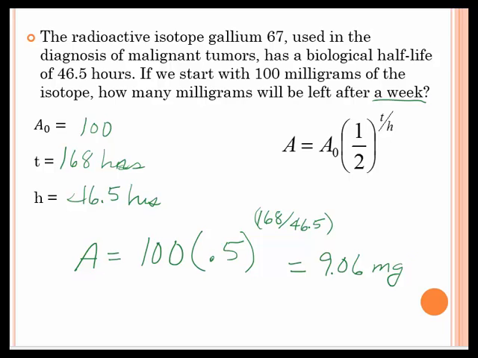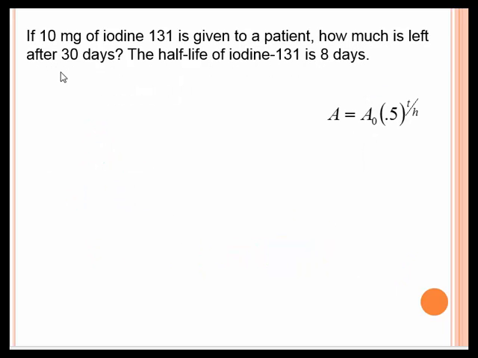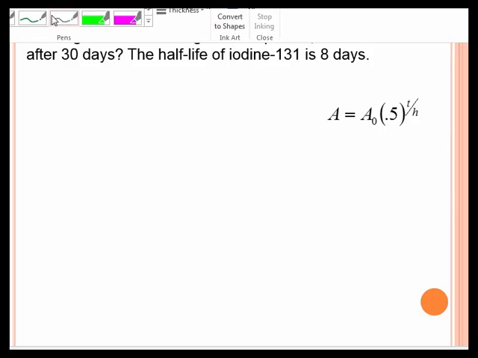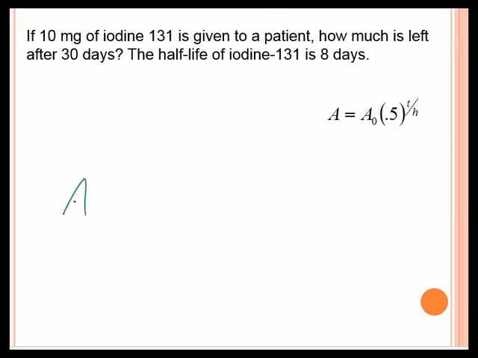Okay, one more example of half-life. This one's dealing with iodine 131. If 10 milligrams of iodine 131 is given to a patient, how much is left after 30 days? And it tells you there that the half-life is 8 days. So we're simply going to use this formula. A equals, we started with 10 milligrams, times 0.5. The time is 30 days, the half-life is 8 days, and you'd simply put that into your calculator and let your calculator do the work on that one as well.